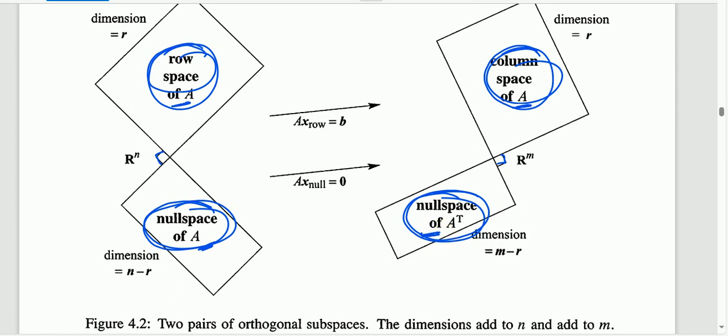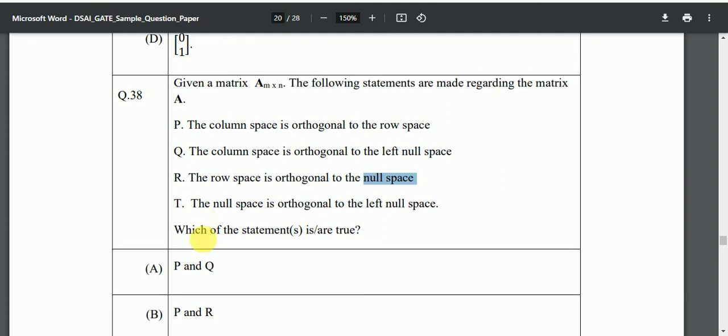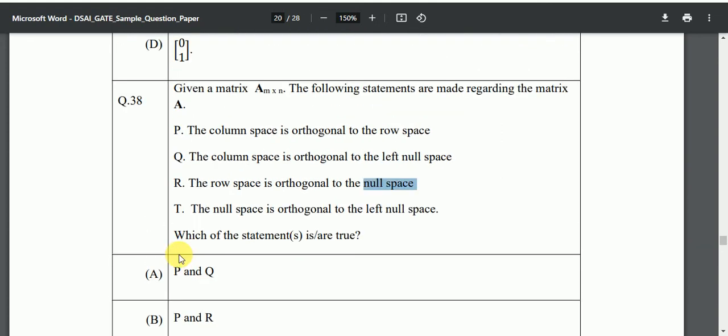Okay, so I think I have answered and explained question number 38, and you have got the answer. If you want more explanation and detail, you can go through two chapters: the first is the four fundamental subspaces, and the second is orthogonality. Then you will have a broader visualization of this question.